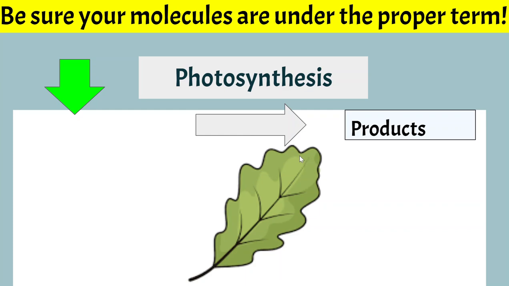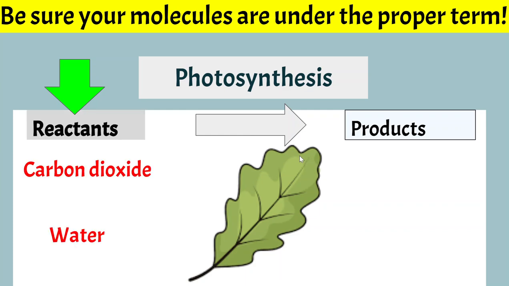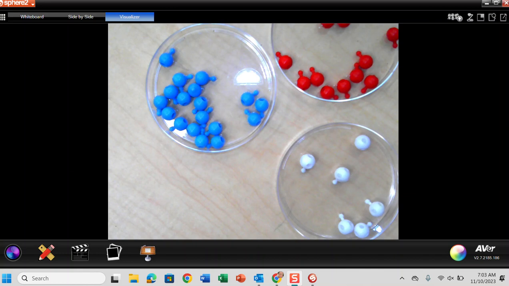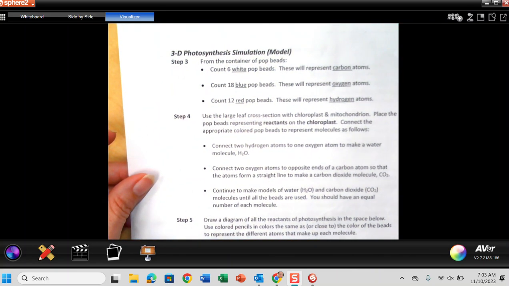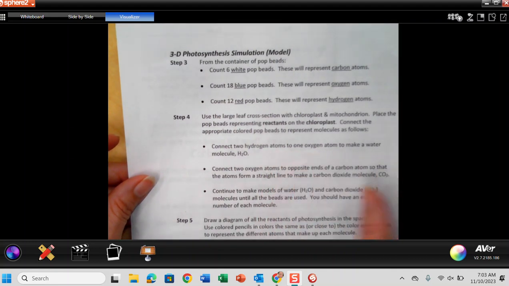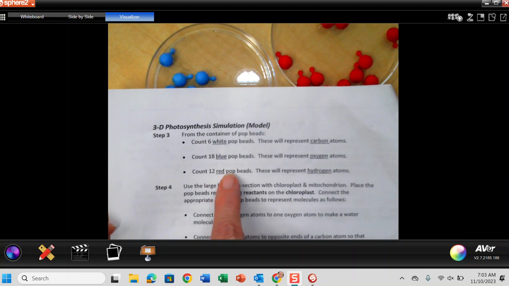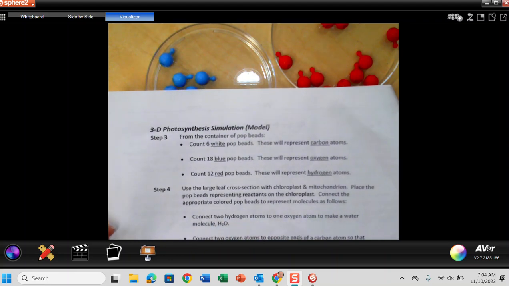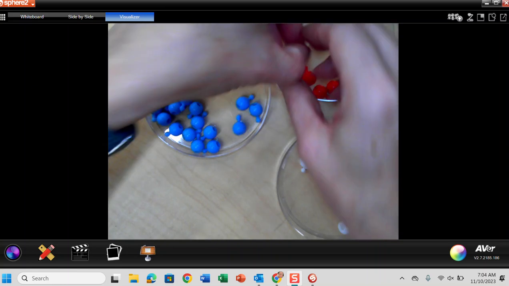That's the place where the actual transformation happens. Okay, so all right, here we go. We're going to put our carbon dioxide and water, and we're going to draw a diagram, but I'm going to switch over so you can actually see what we're working on here. Okay. So if I'm following my instructions from my paperwork, right here, it says connect 2 hydrogen atoms to 1 oxygen atom. And I know hydrogen atoms are red and oxygen atoms are blue. So I'm going to connect 2 hydrogen, 2 reds to 1 blue to make a water molecule. So 2 reds to 1 blue.